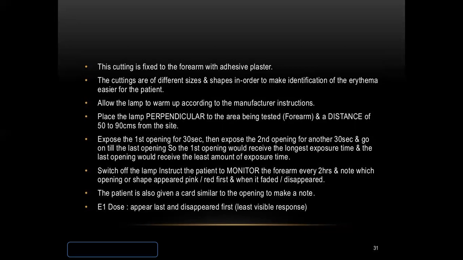Switch off the lamp. Instruct the patient to monitor the forearm every 2 hours and note which opening or shape appeared pink or red first, and when it has faded or disappeared. The patient is also given a card similar to the openings to make a note. The one that appears last and disappears first is the least visible response.